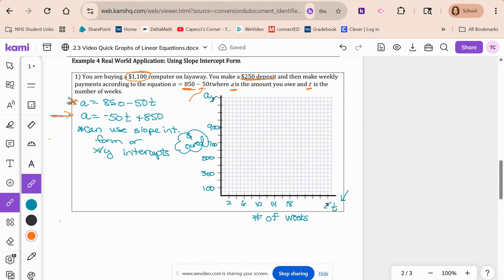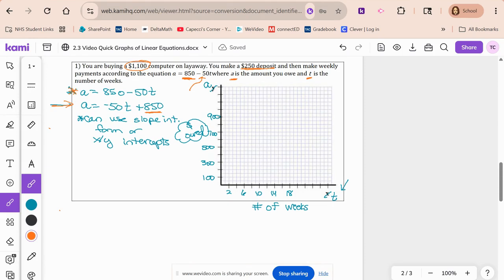So in this particular word problem, we could use slope-intercept form or x and y intercepts. Either one would be okay. I'm going to do it in slope-intercept form. So I know that my y-intercept is going to start at 850. Now, it's a little tricky because the values are so high, so I just have to be careful. So I'm going to start there, 850. Again, my t or my x values is going to be the number of weeks that it's going to take me, and then the amount owed is going to be on my y-axis.